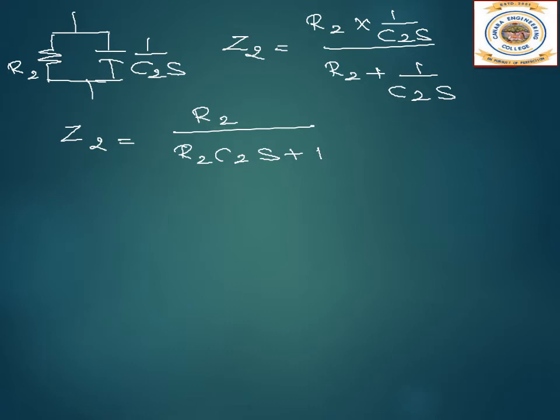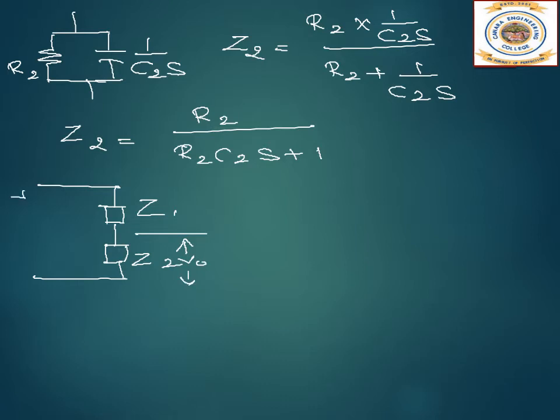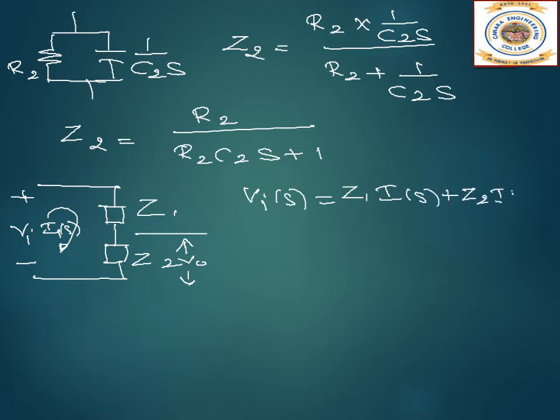Now let us write the equation. This is our circuit, right? We had it like this: Z1, Z2, and here we have V0, and here we have Vi. Let us consider the current as I of S. Writing the equations, we get Vi of S equal to Z1 into I of S plus Z2 into I of S, and V0 of S, as V0 is the drop across Z2, is I of S into Z2.